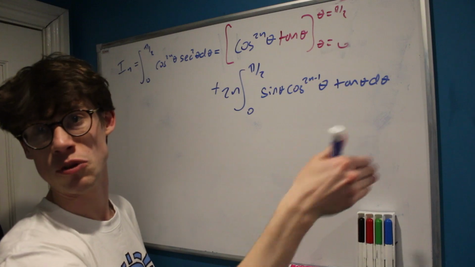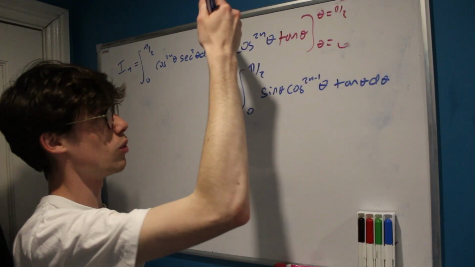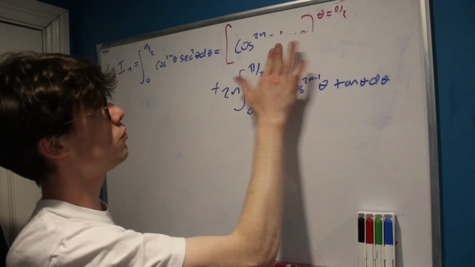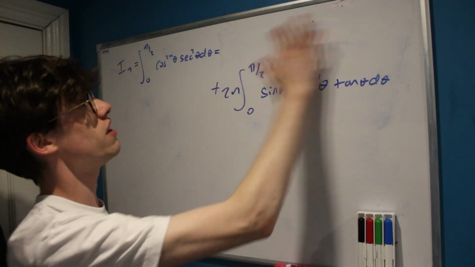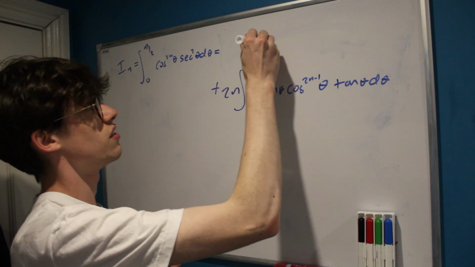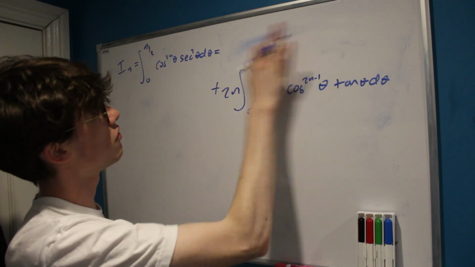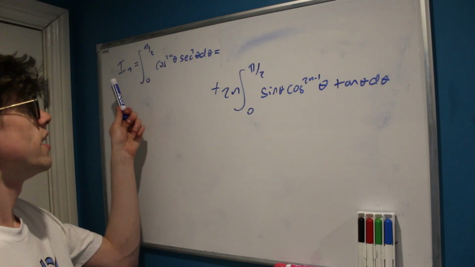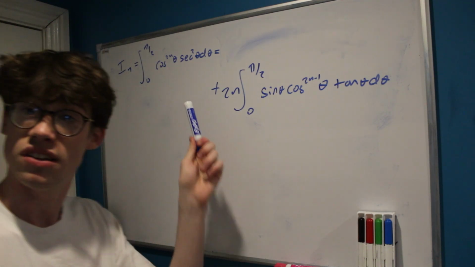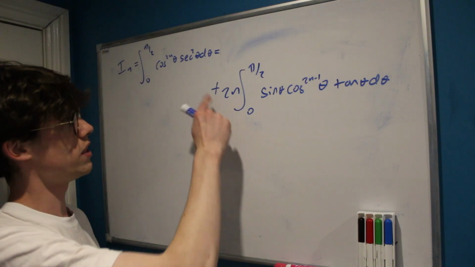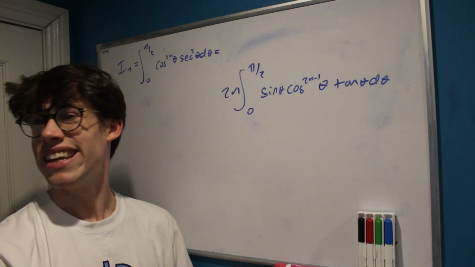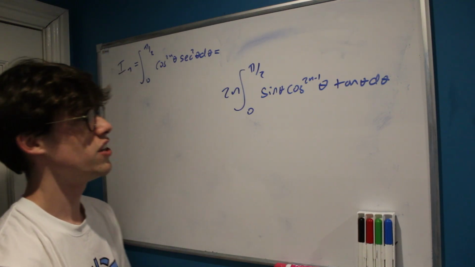And using the same logic, at our lower bound we also have 0, because whilst cos theta will approach 1, tan theta will approach 0. So this entire part of uv from our integration by parts is just 0 minus 0, which is of course 0, and so we can kind of ignore it. And so we now have that I_n is equal to this integral that we've integrated by parts, which is also equal to the following. But this isn't particularly nice, and we can do a lot of simplification here.